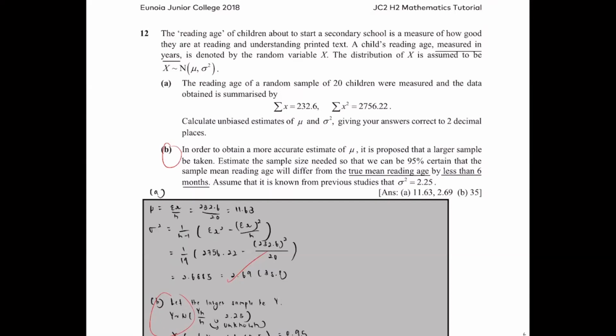Reading age of children about to start a secondary school is a measure of how good they are at reading and understanding the text. A child's reading age measured in years is denoted by the random variable x. Distribution given by the following: normal distribution, mean mu, variance sigma squared. Reading age of a random sample of 20 children were measured and the data is summarized by the following sum x, sum x squared. Calculate unbiased estimate of mu and sigma squared, giving your answer to 2 decimal places. Okay, part A is fine.